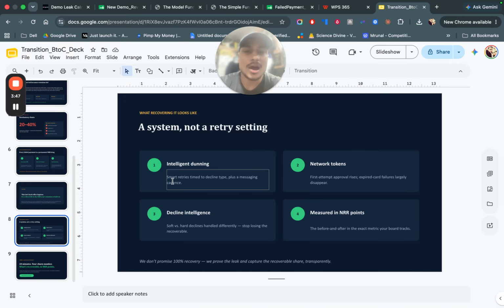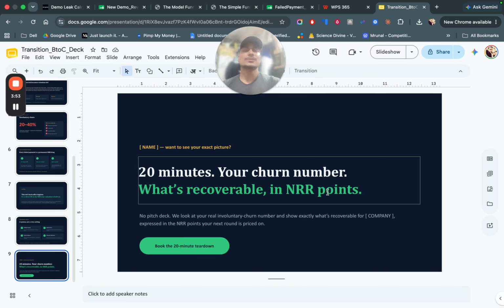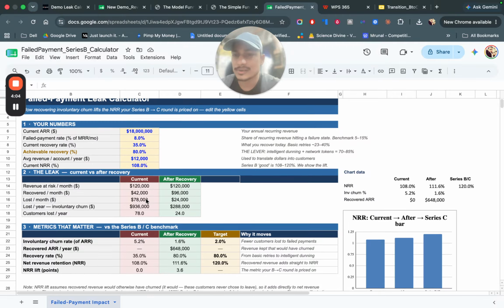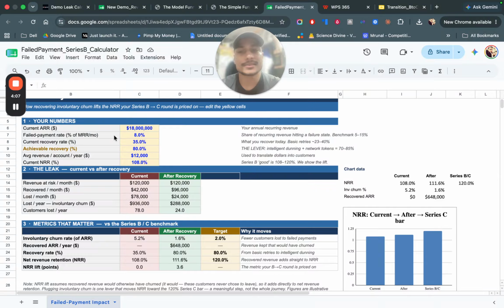This is how these three metrics convert to NRR points: your churn number and the recovery NRR points. If you want to see this on a calculator, let me show you how it looks and how it impacts the metrics you care about. Let's take your current ARR as 18,000K, a failed payment rate of 8%, and a current recovery rate of 35%, while the top performer has an 80% recovery rate of failed payments because of the system. The current NRR is 108. So what happens?